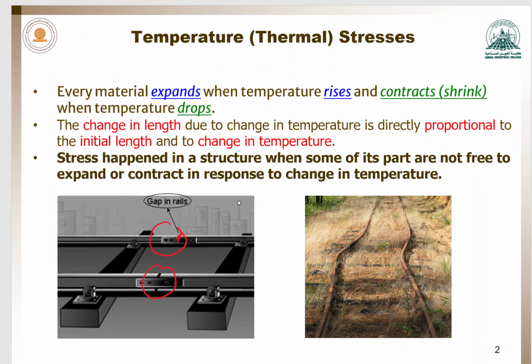If this gap is not there, if you have a solid straight rail, then see here what will happen because of the temperature. See here, buckling has happened, is it not? So this is the problem. So what we need to do, we need to provide some amount of gaps for this expansion or contraction.